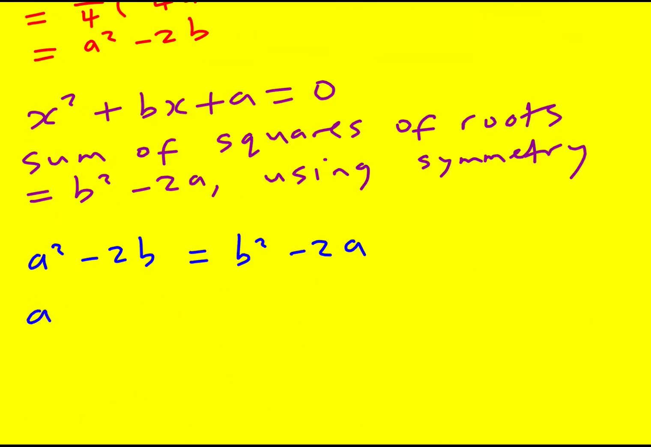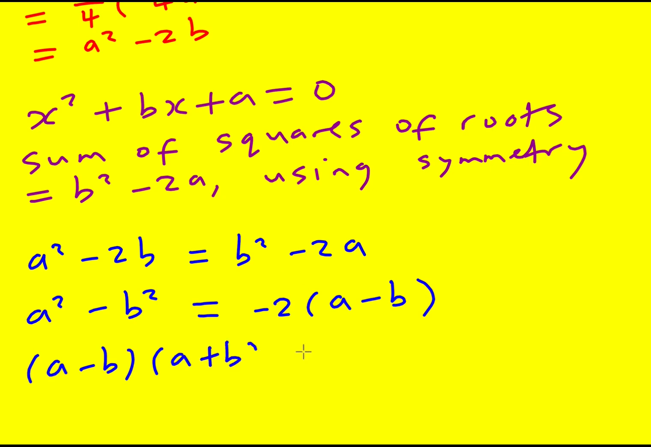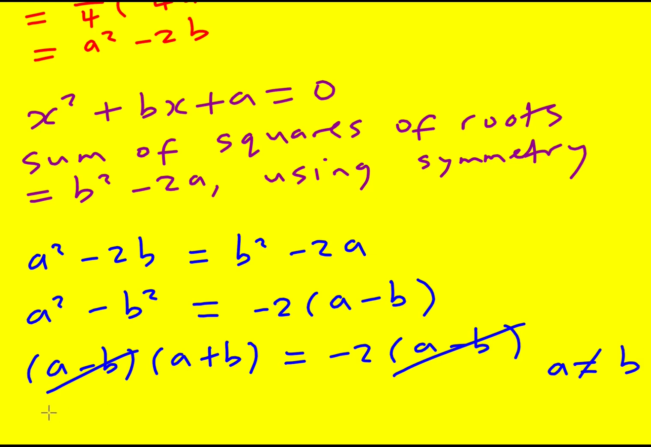I can rearrange this, so it's a squared minus b squared. And the reason I do that is that I can factorize this. This is a difference of two squares now. And then it's going to be minus 2(a minus b). Okay, I can plus 2b to both sides, but actually I can factorize out the minus 2. Then (a minus b)(a plus b) is equal to minus 2(a minus b). And because a is not equal to b, we're told that I can divide through by this. And therefore, a plus b is equal to minus 2.